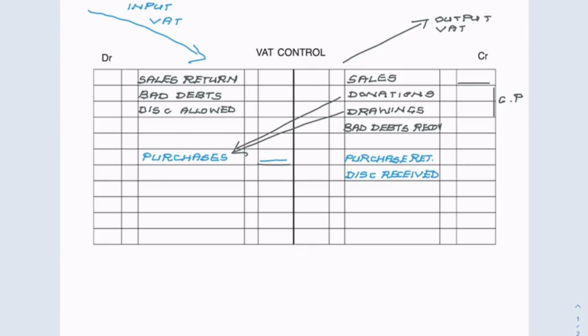So remember the two main transactions, sales, which is output VAT. Any adjustment to that, you're going to then do it on the opposite side. You're going to debit. Then you have input VAT for purchases, and any adjustment to that, you're going to put on the credit side. And you should be good to go.